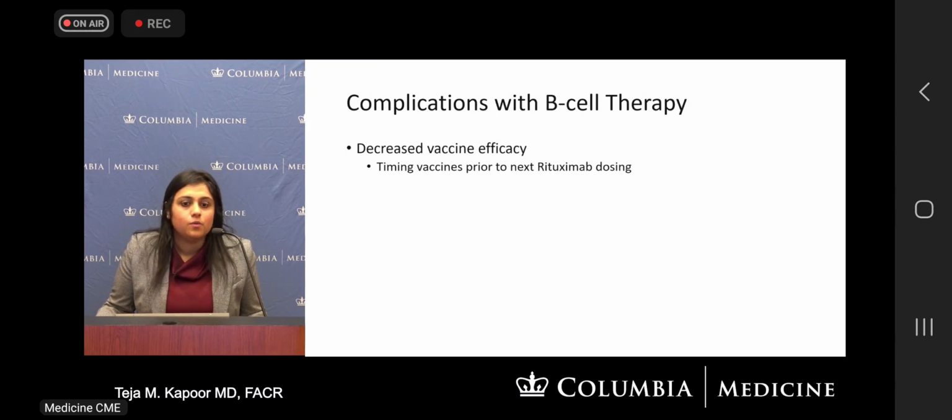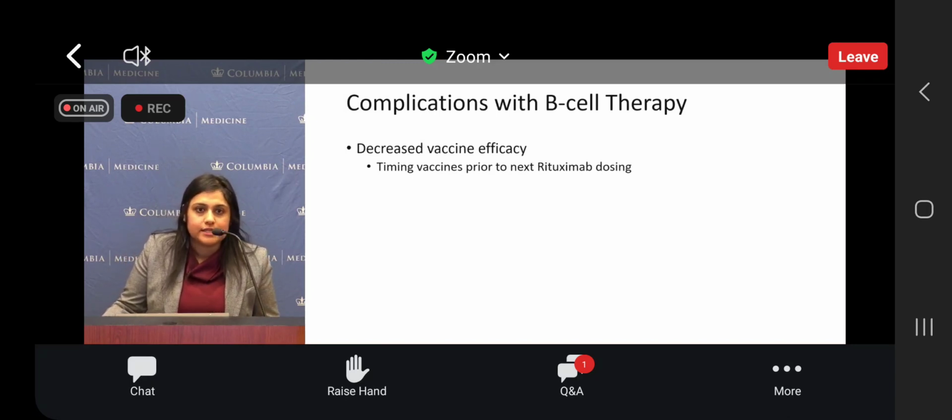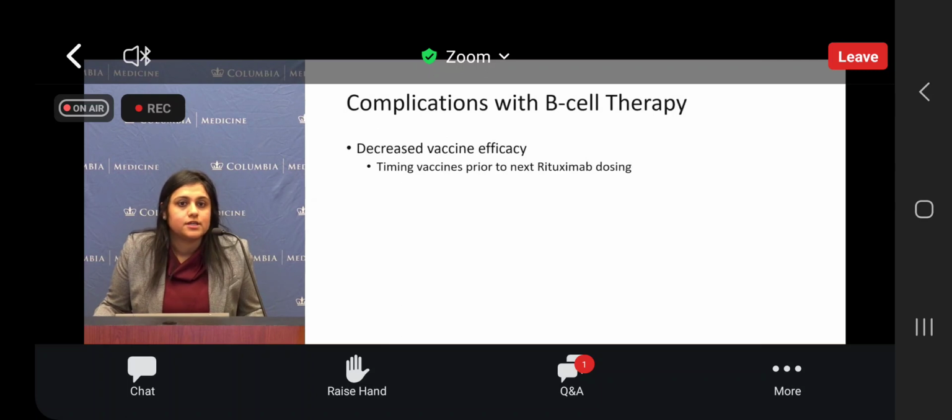Also with B cell therapy, one of the adverse effects to evaluate for is vaccinations and how these patients respond to vaccines. So there can be a decreased vaccine efficacy, and timing of the vaccines is important in terms of dosing rituximab. And we'll talk a little bit about this later in the lecture.